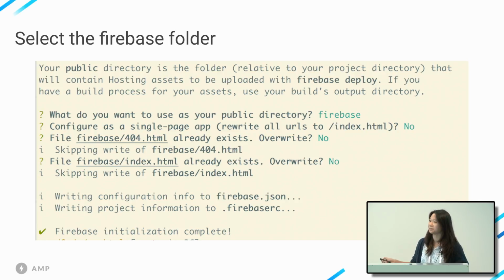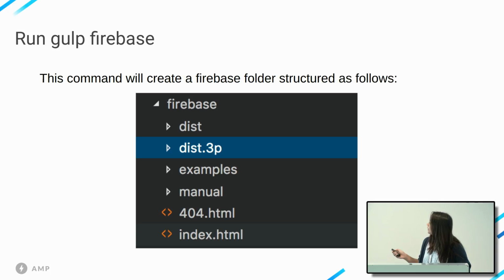your public directory. So yeah, we wrote a gulp task to basically generate everything you need to deploy to Firebase. So just run that with gulp firebase, and it'll actually create the firebase folder, and it will copy all the dist files over, the dist.3p files, and your example files and manual files. So basically, examples and manual test files were the files that we were testing on, right? So exactly the files we want to deploy.